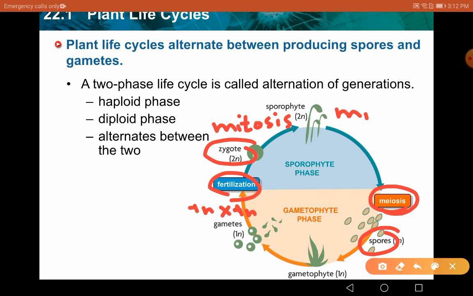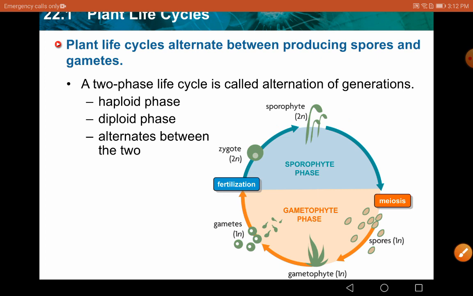Okay, so you must know which phase is done by mitosis and which phase is done by meiosis, which phase is haploid, which phase is diploid, and for sure the names for the two phases, sporophyte and gametophyte. So let's move forward.